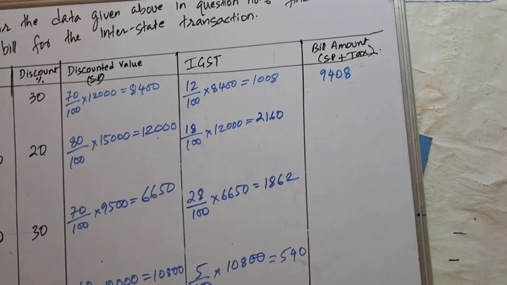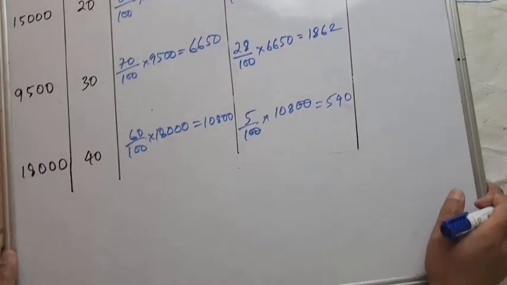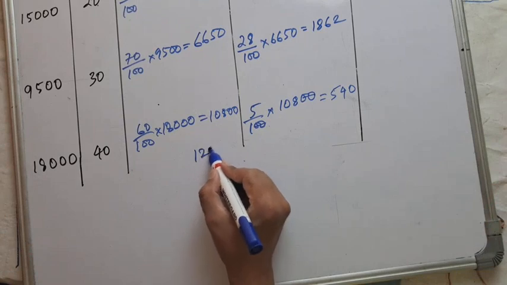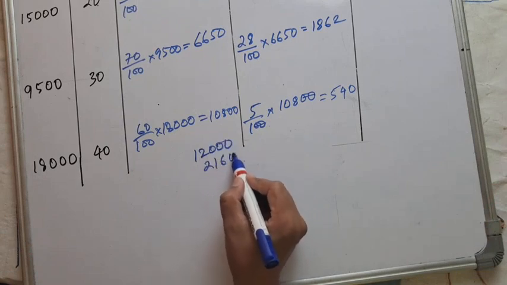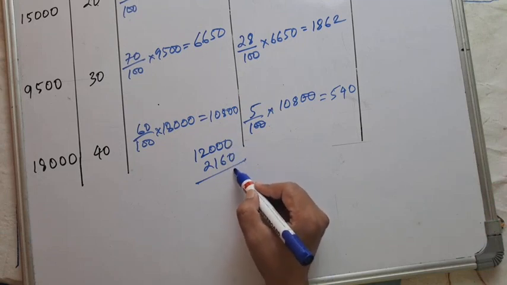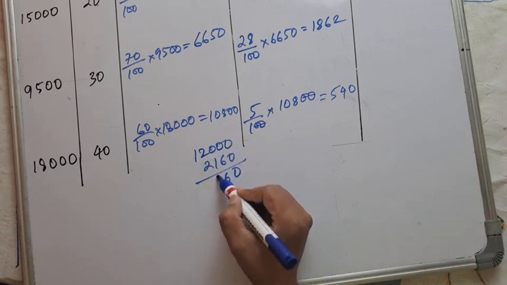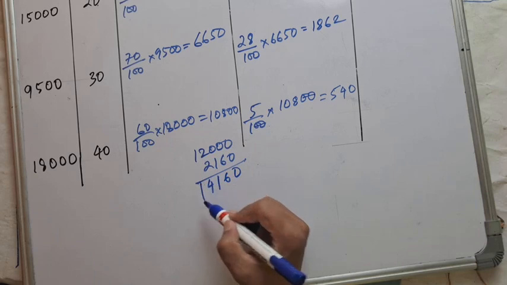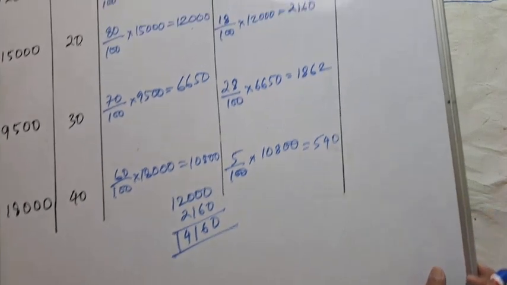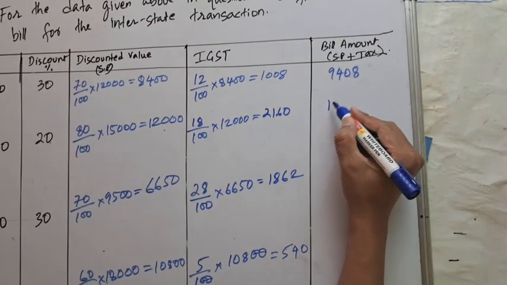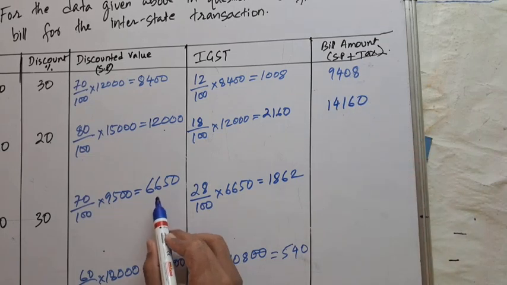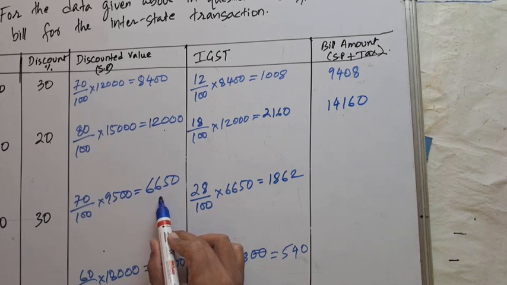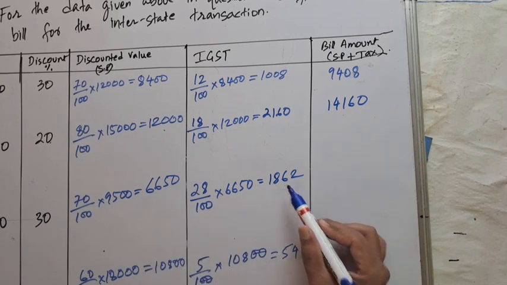So we add up 12,000 and 2,160. Okay, so 0, this will give us 6. 1, 2 plus 2 is 4. 1, 14,160. Okay, third one, the selling price is 6,650 and tax is 1,862.